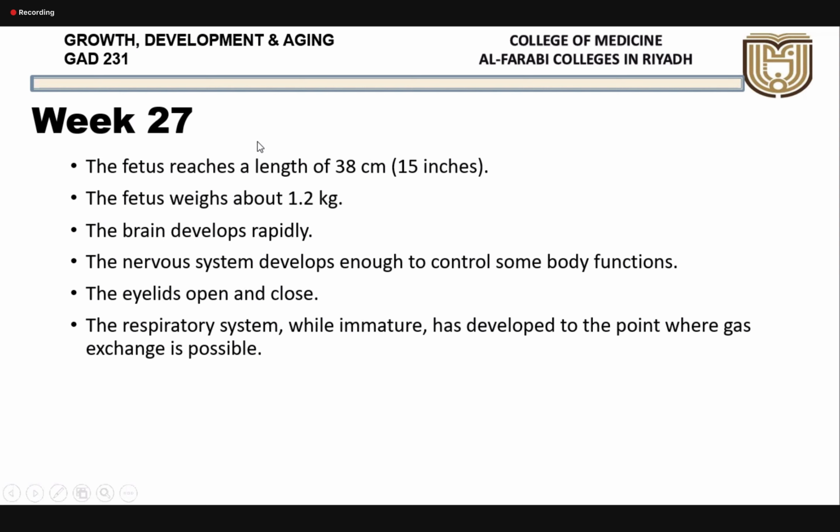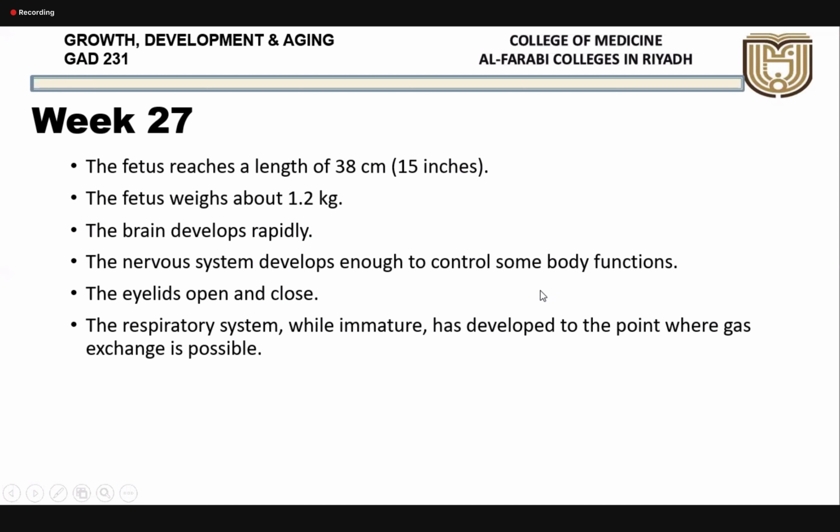Now the brain also develops rapidly. This is the time when the brain starts developing very rapidly, and even the whole nervous system develops enough to control some body functions, not all, but at least some reflexes and body movements are controlled by the nervous system. The nervous system is developing, as well as the specific part of the nervous system, that is, the brain, which is rapidly developing.